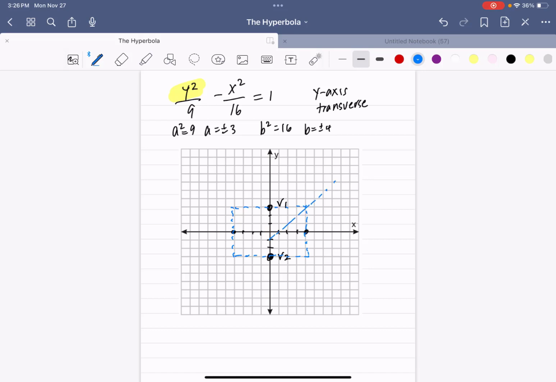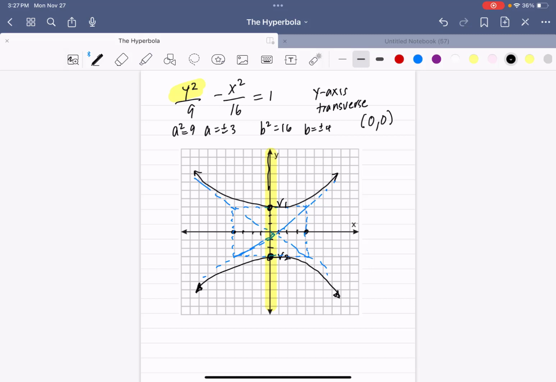Got to go through the center and through the corners, right? So you just do the best you can like that. I didn't quite hit the center on that one, but you get the idea. Now, because the transverse axis is the y-axis this time, the graph is going to go through the vertex 1 and approach the asymptotes. So through the vertex 2 and approach the asymptotes.